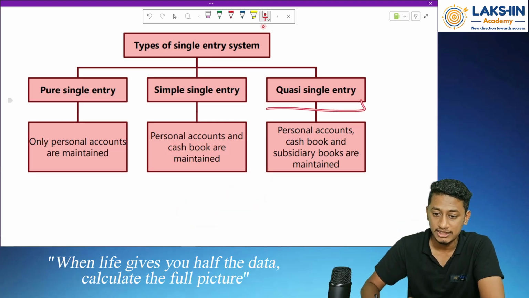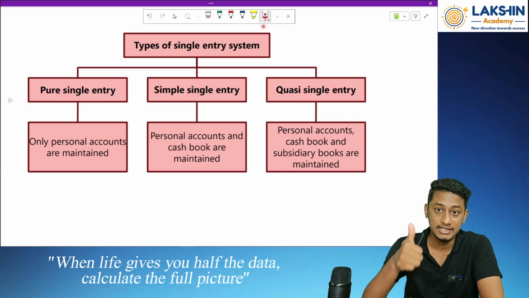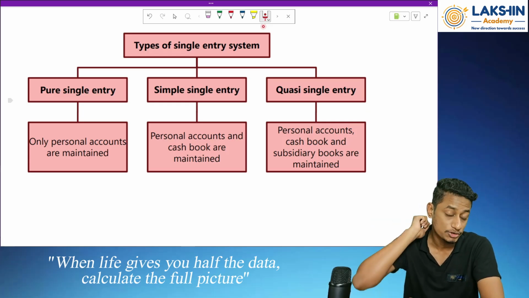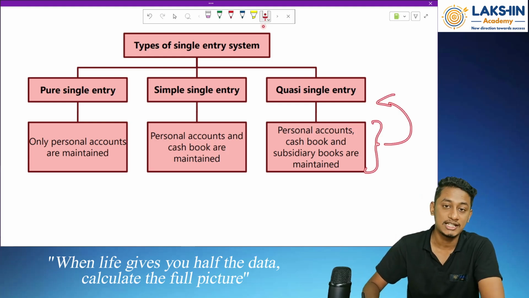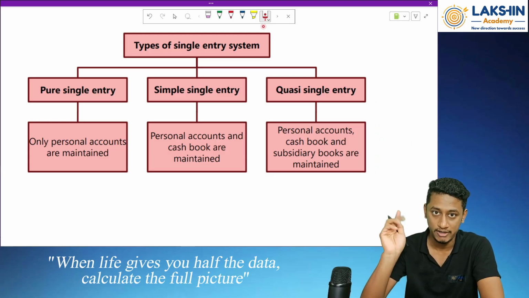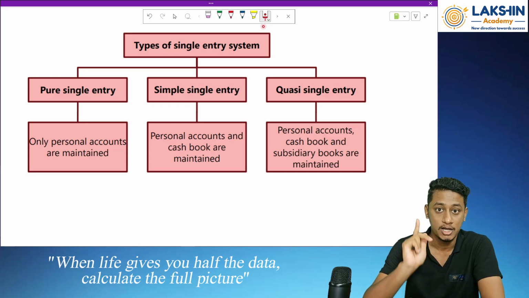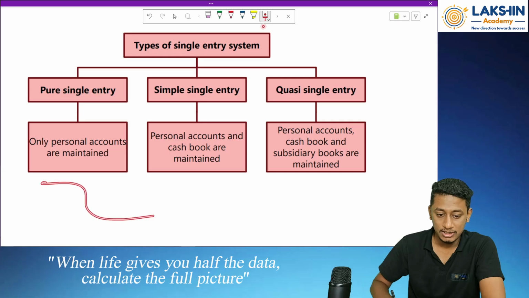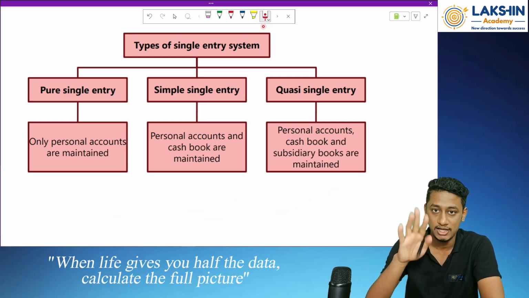Then for quasi single entry, we maintain personal accounts, cash books, and also my subsidiary books. We have studied subsidiary books, right? Where we maintain the sales book, purchase returns, sales returns, bills receivable, journal proper, cash books. All those records are being maintained. So all these form my quasi single entry. By the way, for the chapter purpose, this is not required. This is just a theoretical part which might be asked in your 2 marks questions in the true or false part of the first compulsory question. That's it, okay? Nothing else.